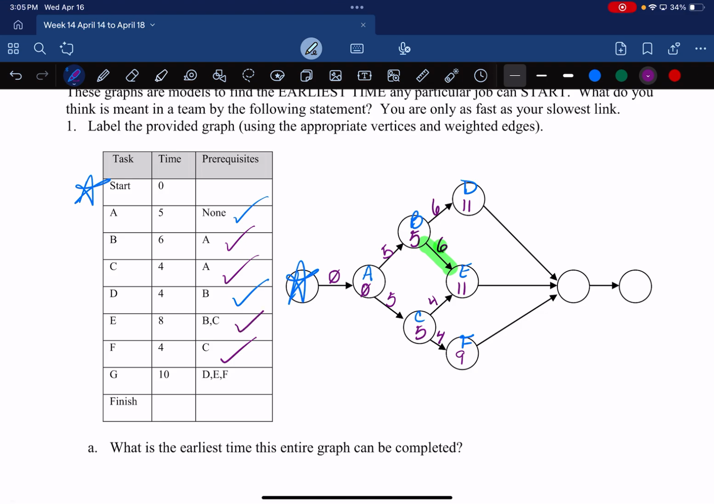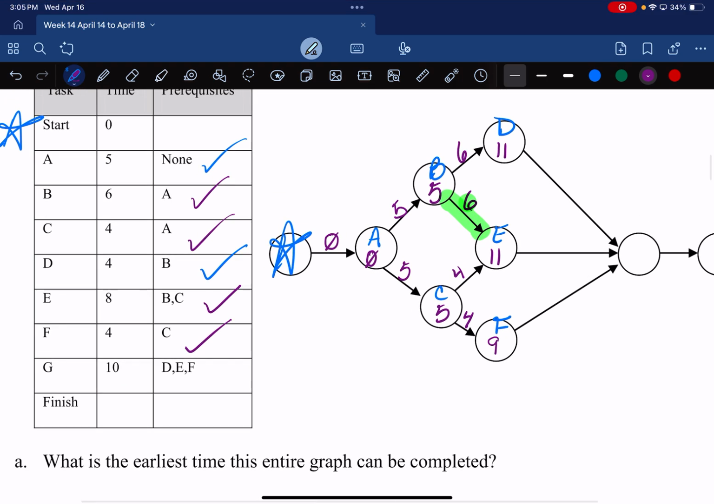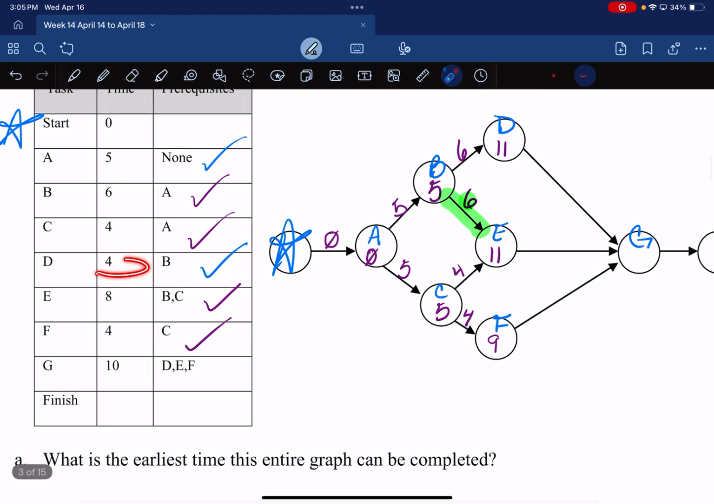Now we're going to the next. G has to wait for D, E, and F to get off the stage. D spends 4 minutes on the stage. E spends 8 minutes on stage. F spends 4 minutes on stage.